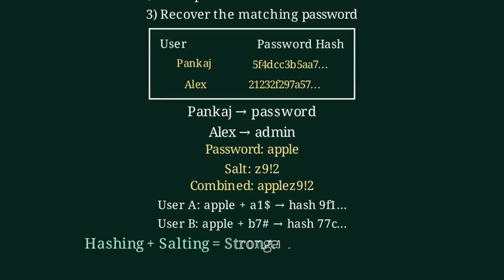In summary, hashes are one-way, rainbow tables are precomputed lookup lists, and salting protects against rainbow table attacks.